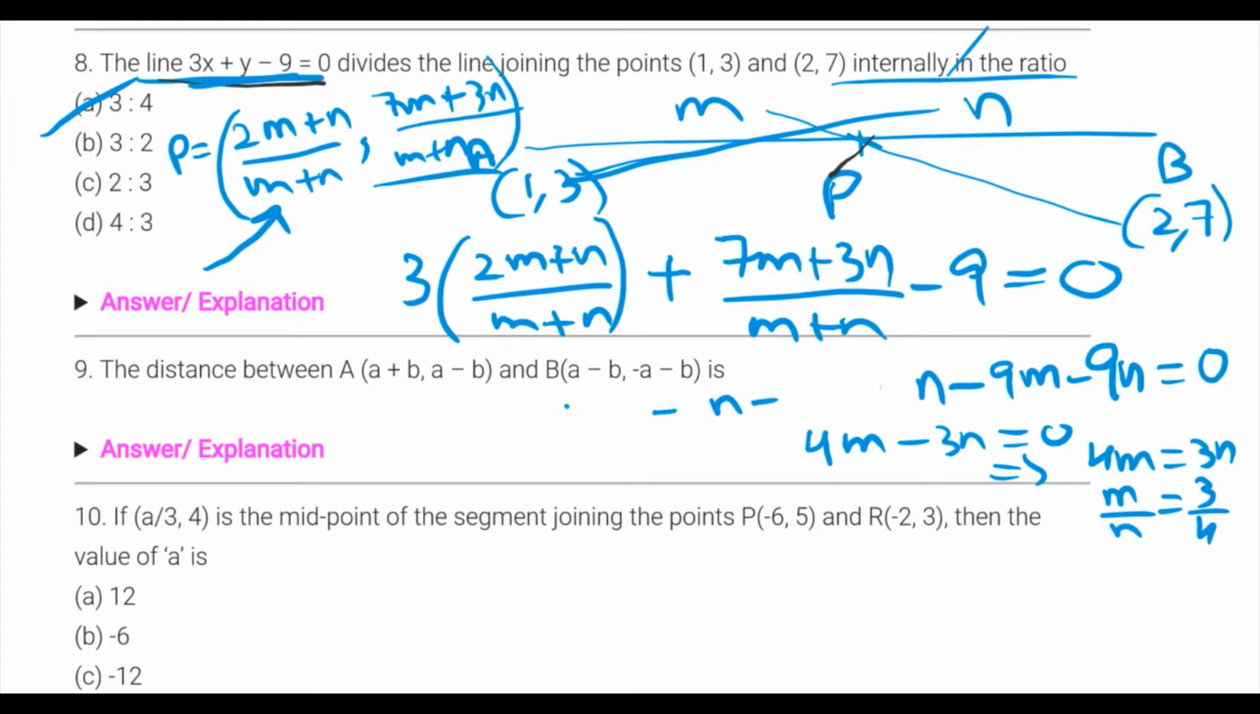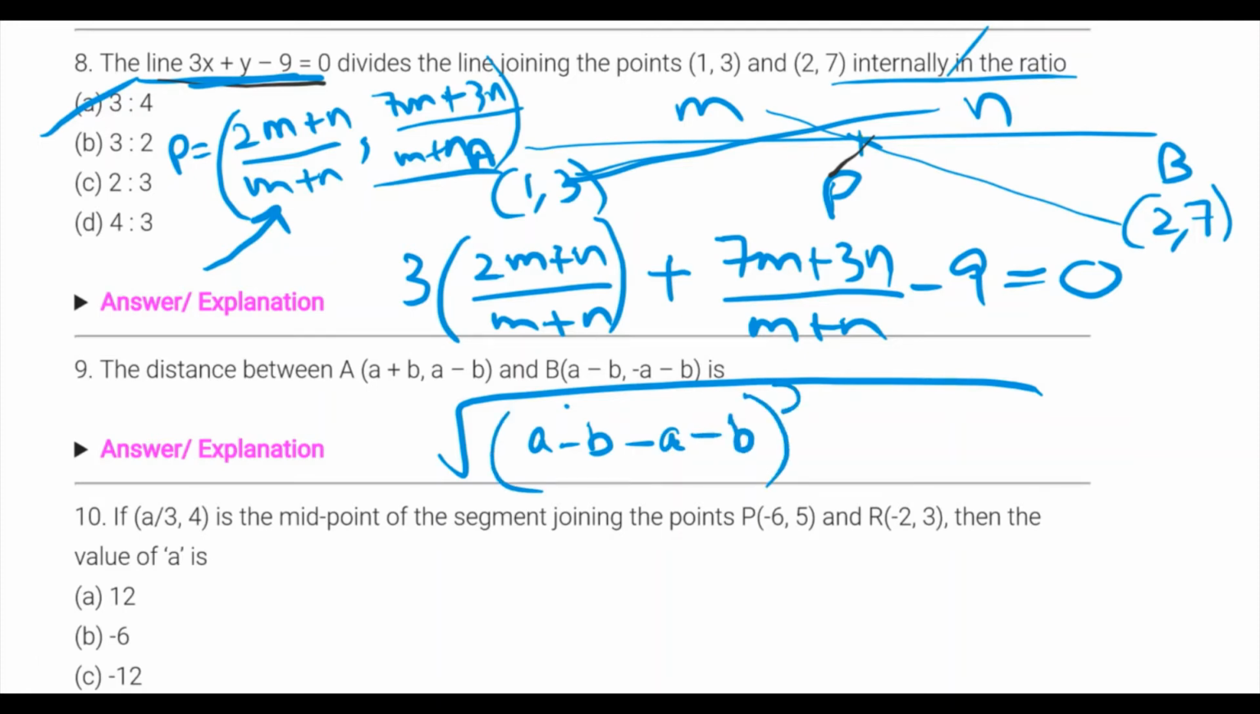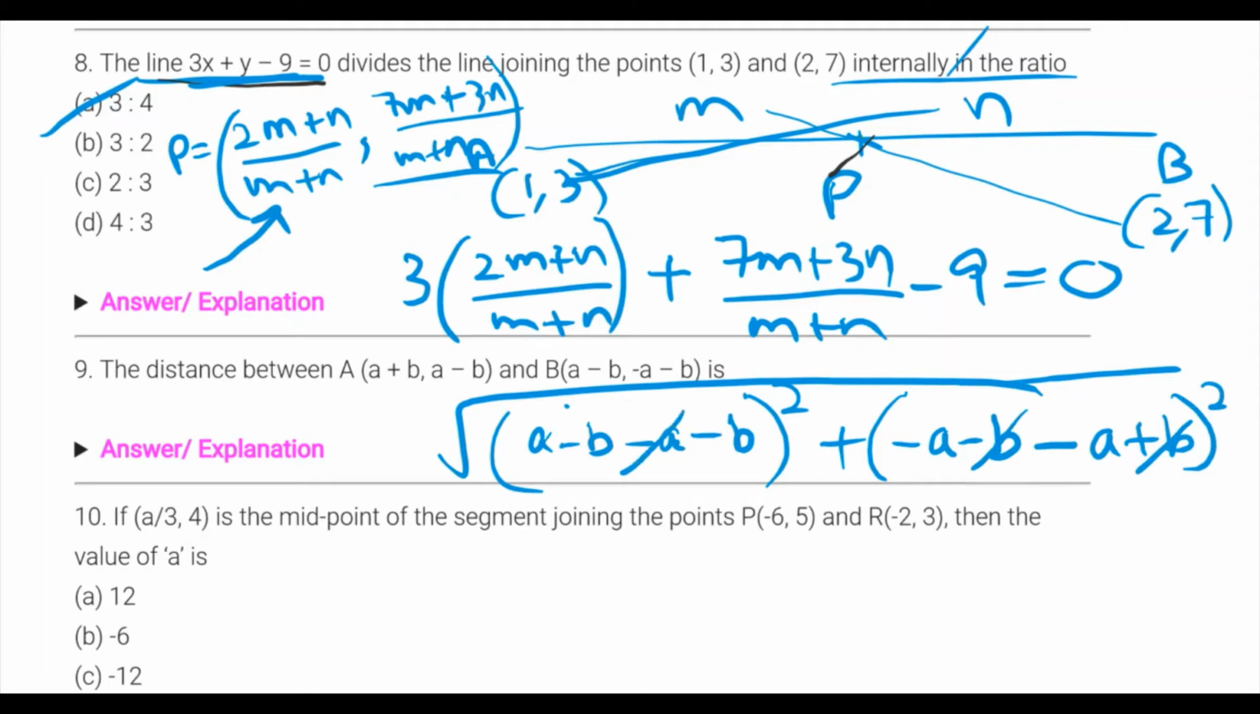So next, the distance between the points is given as square root of x2 minus x1 whole square. Here x2 is a minus b, minus x1 is a plus b. So minus of a plus b becomes minus a minus b whole square, plus y2 minus y1. y2 is minus a minus b, minus y1 is a minus b. On multiplying the minus, it becomes minus a plus b whole square. This is plus b minus b gets cancelled, minus a plus a gets cancelled.